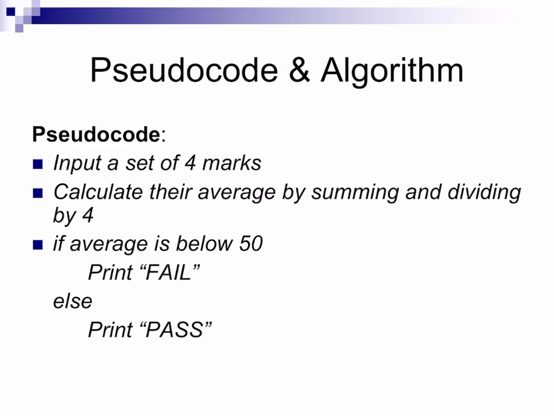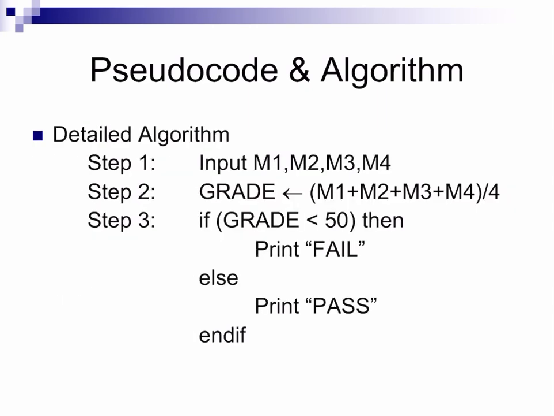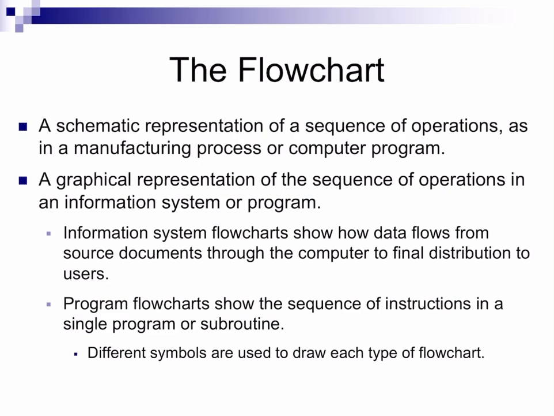Here are the answers of the pseudocode and algorithm. Next, let's learn what a flow chart is. A flow chart is a way you design the flow of your data in a document. You actually want to show the sequence of instructions in a single program. By using different symbols you'll be drawing, you're going to create a flow chart that has a graphical representation of the sequence of operations of your system or program.